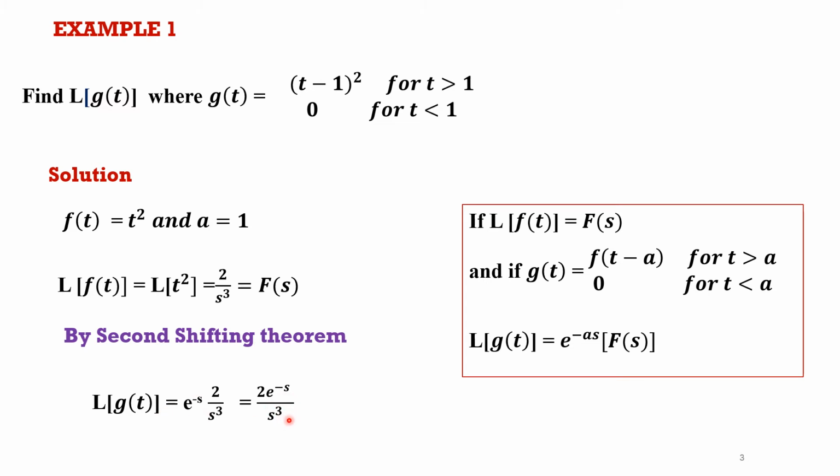Okay, nothing else we have to do. Just calculate the value of a, calculate the function f of t, calculate L of f of t, and then whatever answer we get, multiply that by e raised to minus as. So we have to get the value of a, from this get the value of the function here, calculate the Laplace transform of the function that is going to be f of s. Then L of g of t is e raised to minus as into f of s.